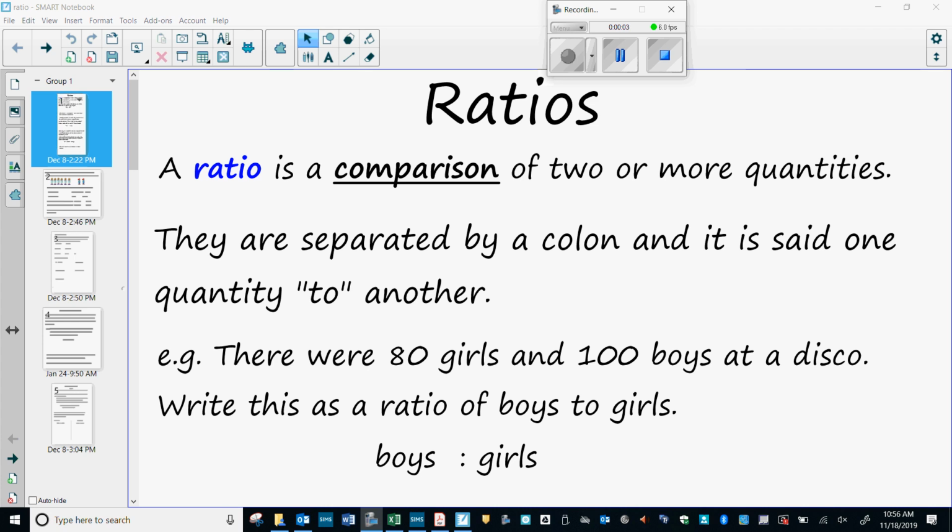We're going to fly through this. It should be very familiar to you. A ratio is a comparison of two or more quantities. They're separated by a colon, and it says one quantity to another. So you say 4 to 6, or 11 to 7, or 1 to 3. Okay, so that's how we would talk about ratio.